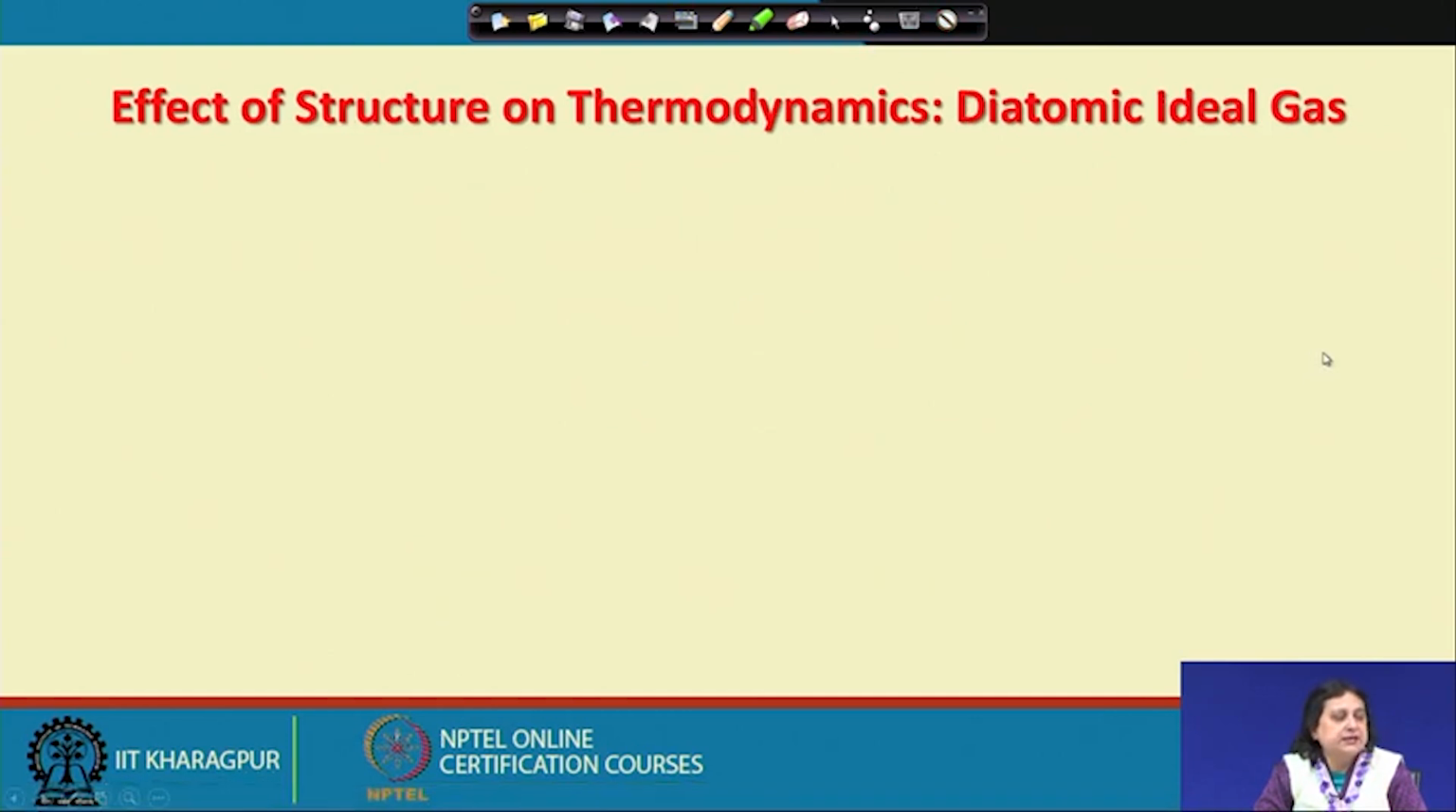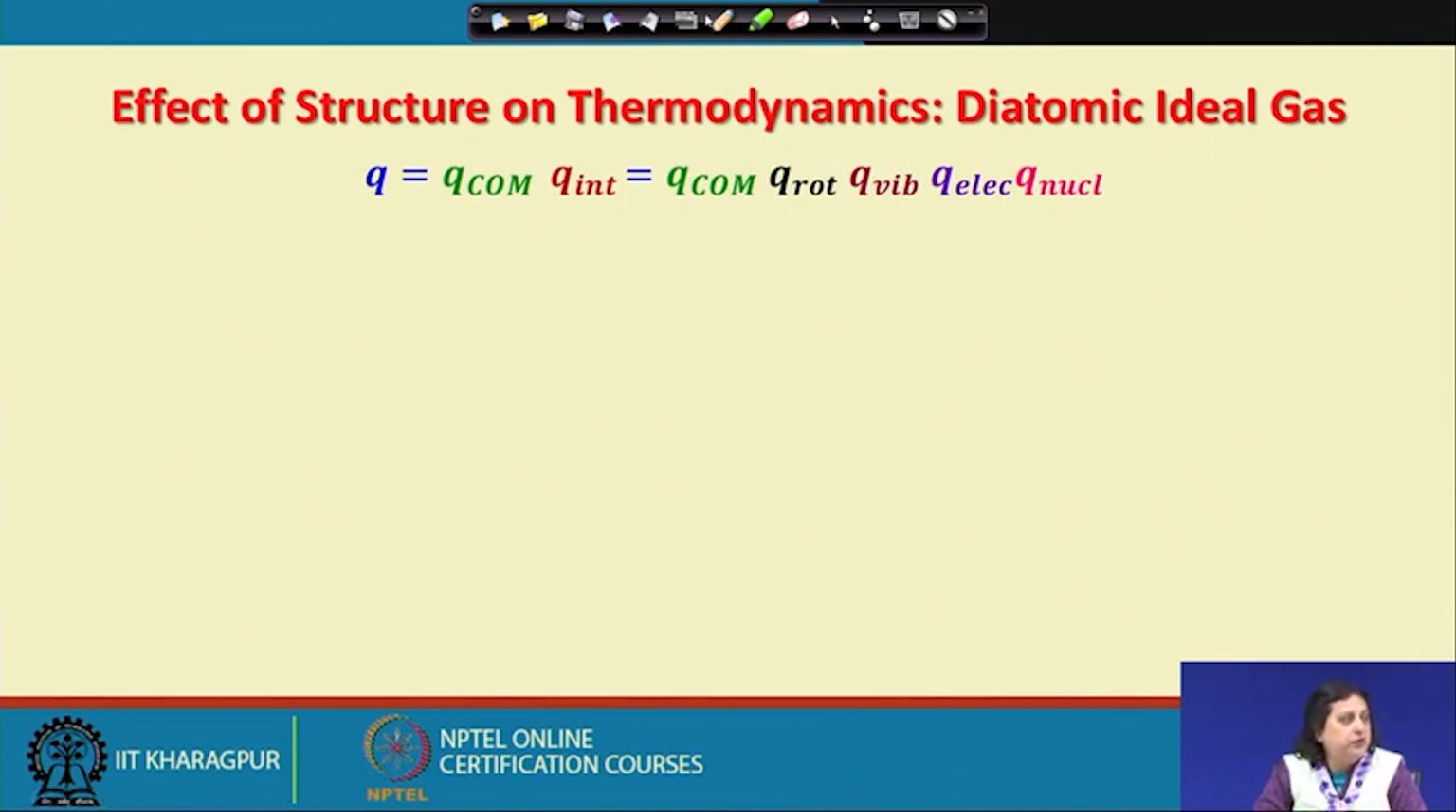diatomic ideal gases, and there once again I will remind you that the overall small q now involves two additional terms, q rot and q vib, and these are the two additional terms which will appear as additive terms in thermodynamic properties like the Helmholtz free energy. So, that is exactly what we see here.